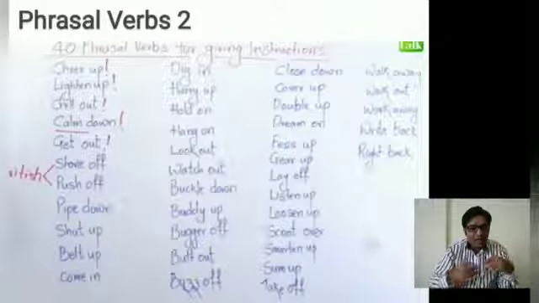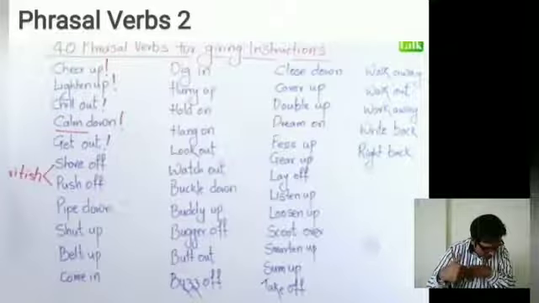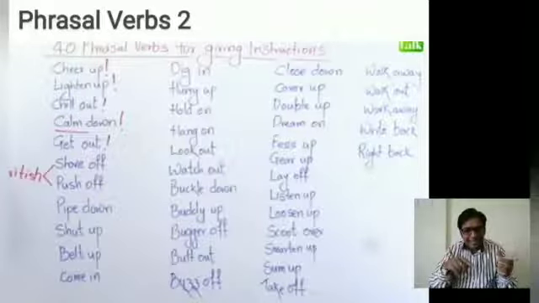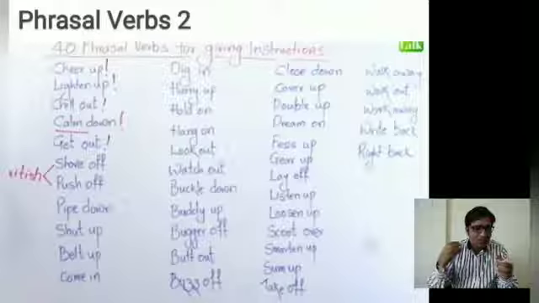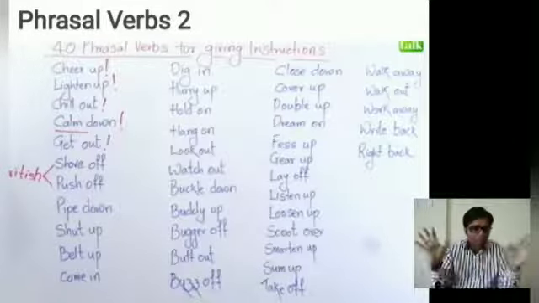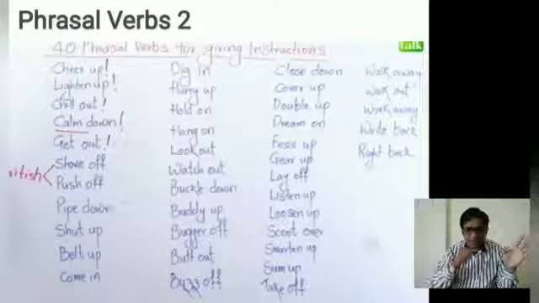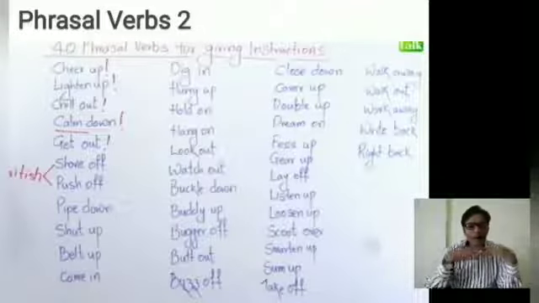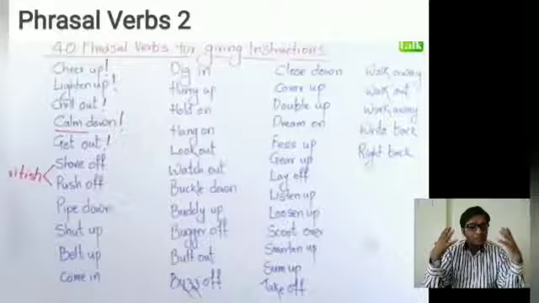Then we have bugger off. So bugger off simply means the same as get out, right? When we say get out, it means leave the space or leave the room, I don't want to talk to you. This is especially a British phrasal verb. Bugger off, which means leave the space, I don't want to speak with you.